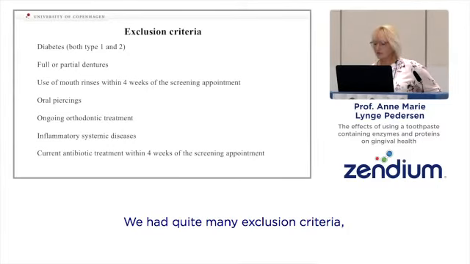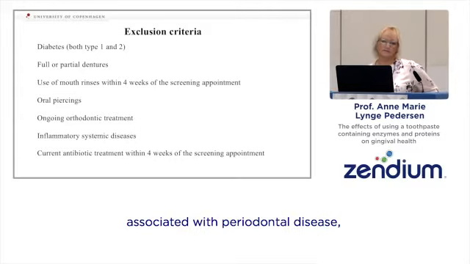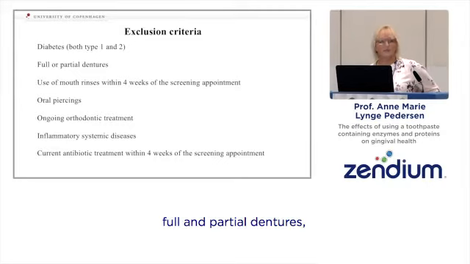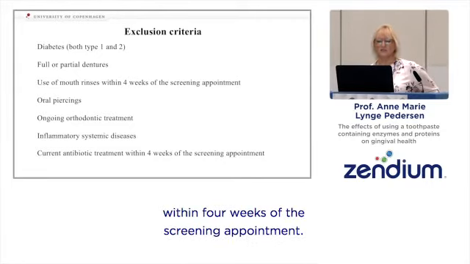We had quite many exclusion criteria. One of them was diabetes, both type 1 and 2, actually known to affect the gingiva and associated with periodontal disease. Full and partial dentures, use of mouth rinses within 4 weeks of the screening appointment, oral piercings, ongoing orthodontic treatment, inflammatory systemic diseases, and current antibiotic treatment within 4 weeks of the screening appointment.